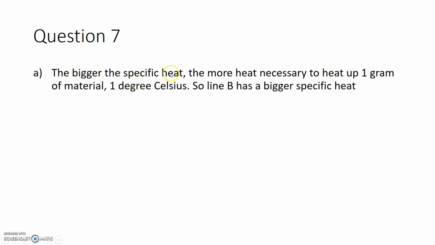Well, the bigger the specific heat, the more heat necessary to heat up 1 gram of material 1 degree Celsius. So line B has a bigger specific heat, and how can you see that? It's not as steep as line A. For line A, you don't need that much heat to heat up the liquid. For line B, you'll need more heat, and that's the reason line B has a greater specific heat. Which of these two liquids could be water? And show how you got your answer.